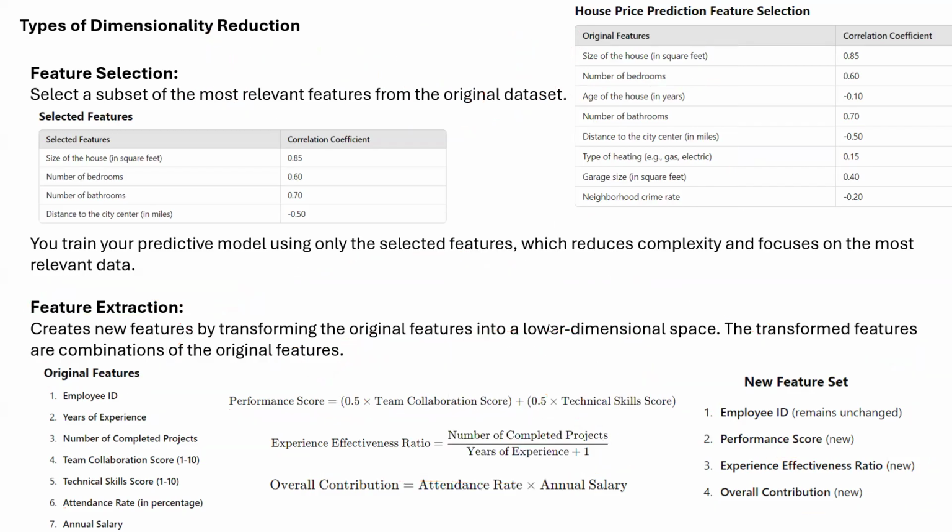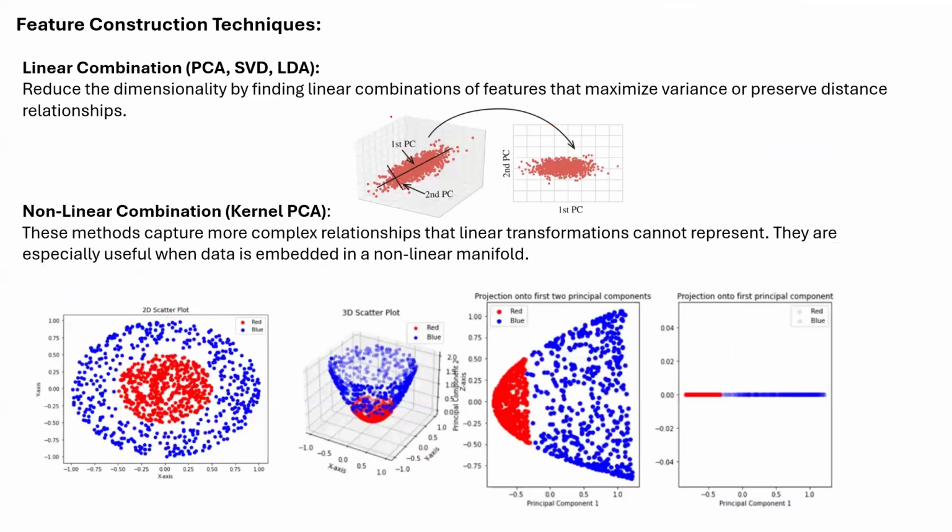Okay. And if I go back here, so feature construction techniques. Now we understood the different types of dimensionality reductions, right? Now the different techniques that we use to actually come up with those new dimensions. So the first one is linear combination. The other one is non-linear combination.